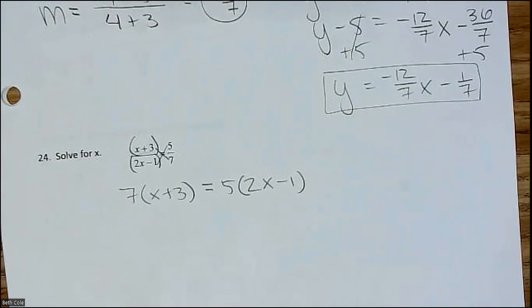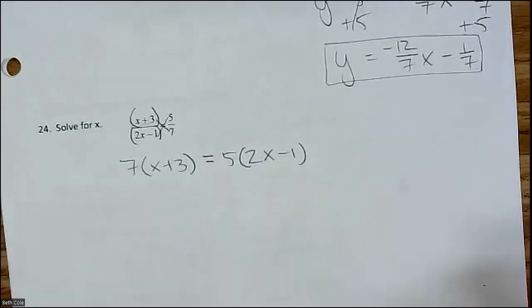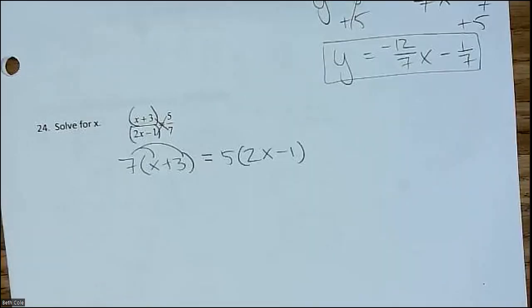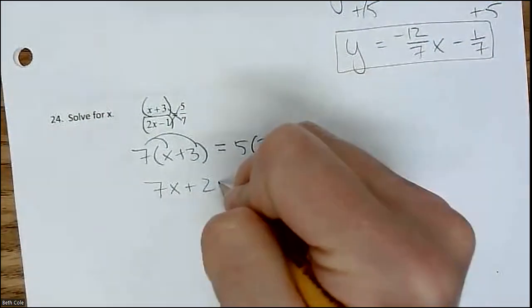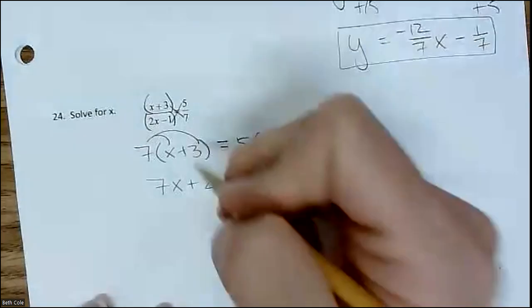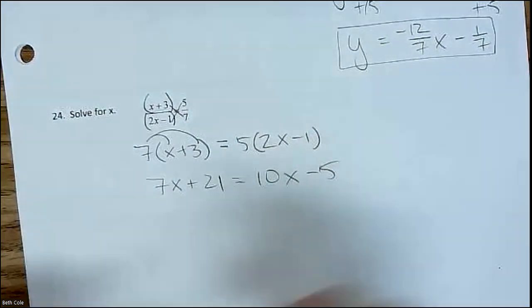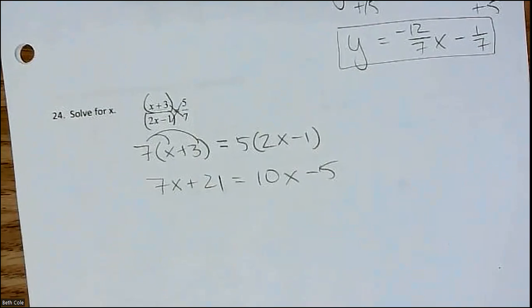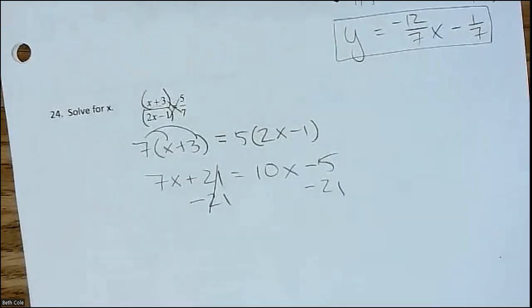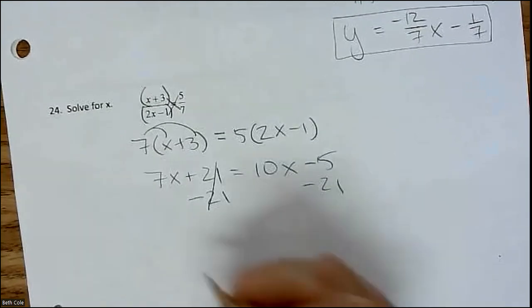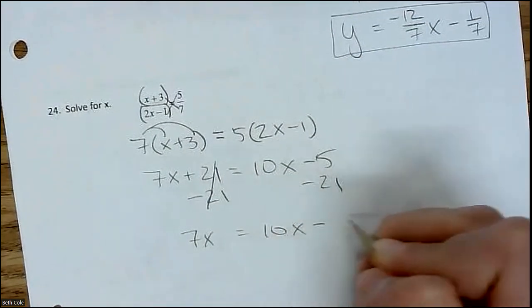So let's finish this one together. What would you do with the 7 and the 5? Distribute. What does that give you? Good. Equals 10x minus 5. Sorry, I was struggling. I broke my pencil there. All right, then what? We're going to subtract 21. It won't matter which direction you move stuff. I just took whatever I heard first. All right. It'll be 7x equals 10x minus 26.